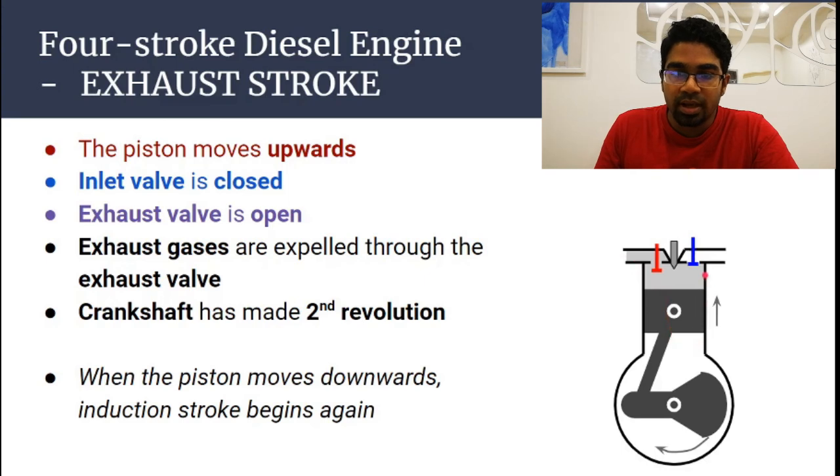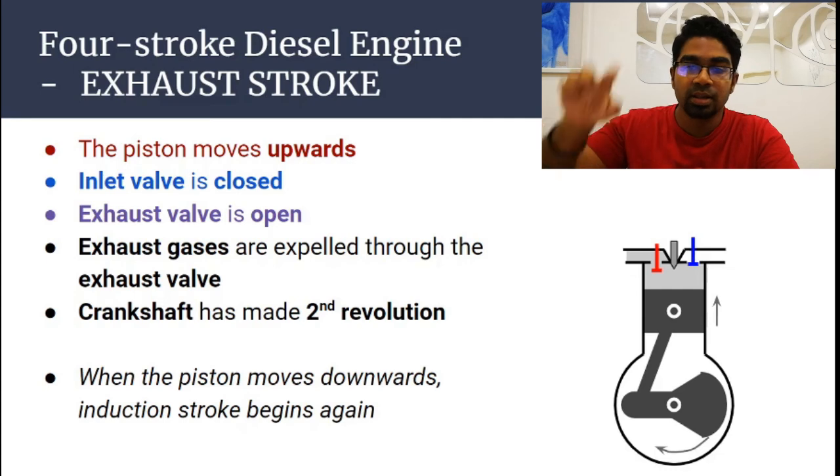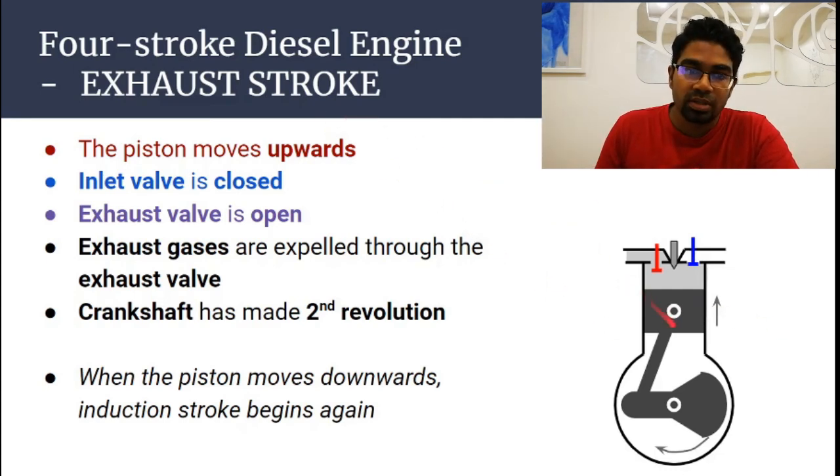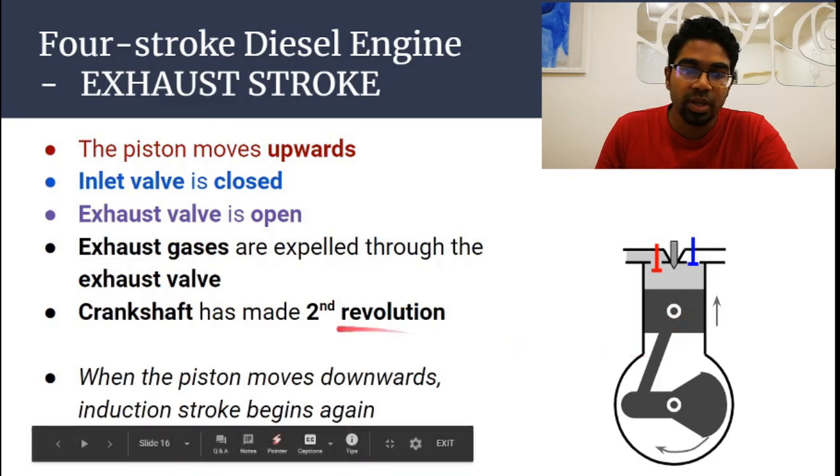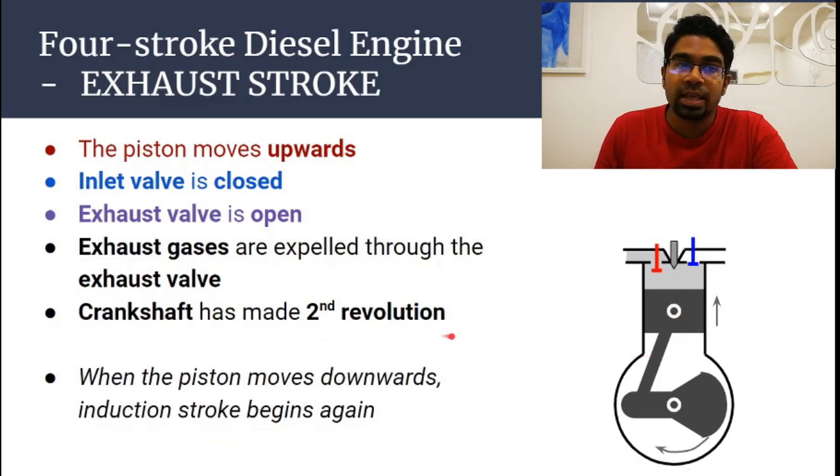By the time it's done, the piston will be back to the original position at the top and the cycle will start again. We will go back to the induction stroke and the whole thing happens again. It's a cycle. By the time the exhaust stroke is done, the crankshaft has made 2 revolutions, the same as the 4-stroke petrol engine. Okay, so this is the operation of the 4-stroke diesel engine.